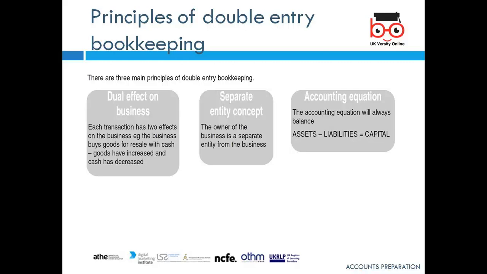So the accounting equation is assets plus liabilities is equal to capital. So assets is equal to liabilities plus capital. Net assets is equal to capital, which normally we call the accounting equation. Any question?